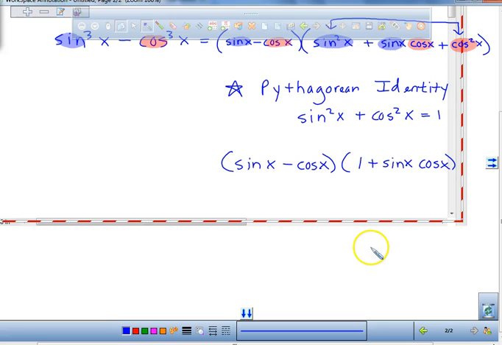Now, whenever you're multiplying numbers together, a times b equals b times a. 3 times 4 equals 4 times 3. So if I wanted to, I could say 1 plus the sine of x times the cosine of x times the sine of x minus the cosine of x. Would you agree that these two statements are exactly the same?